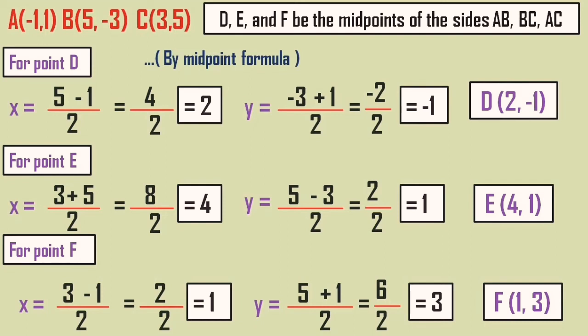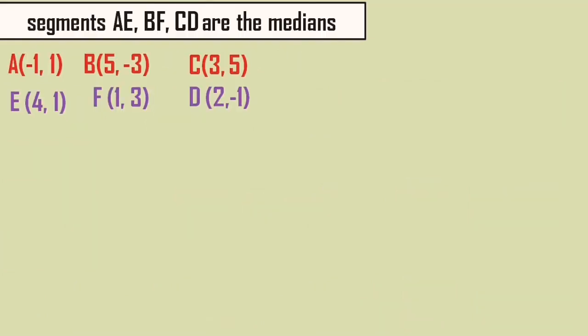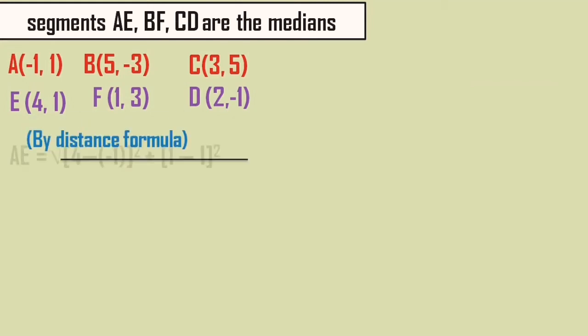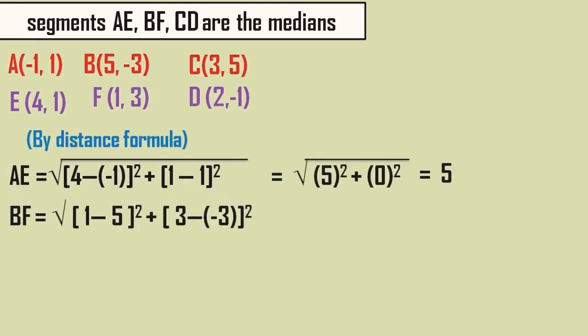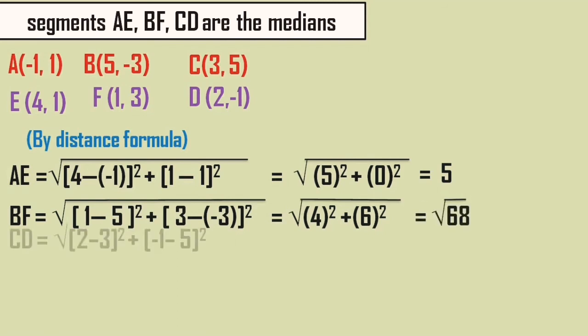After finding the values for the midpoints D, E, F, now I will find the length of the medians AE, BF and CD by using distance formula. According to the formula, we have to subtract x2 and x1 and then square it, and similarly subtract y2 and y1 and square it, and after the addition we get the answer 5, right? Because 5 square is 25 and that gives me the answer 5.